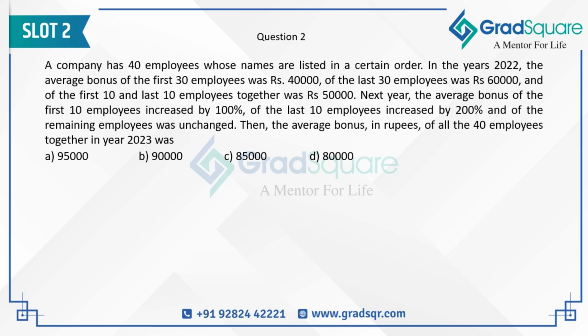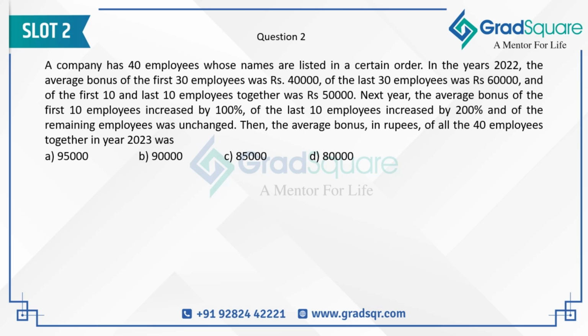Now in this question, a company has 40 employees whose names are listed in a certain order. In the year 2022, the average bonus of the first 30 employees was rupees 40,000 and the last 30 employees was rupees 60,000, and the first 10 and the last 10 employees put together have an average of 50,000. Next year, the average bonus of the first 10 employees increased by 100%, and of the last 10 employees increased by 200%, and the remaining employees' bonus remains unchanged. Then the average bonus in rupees of all 40 employees together in 2023 is my question.